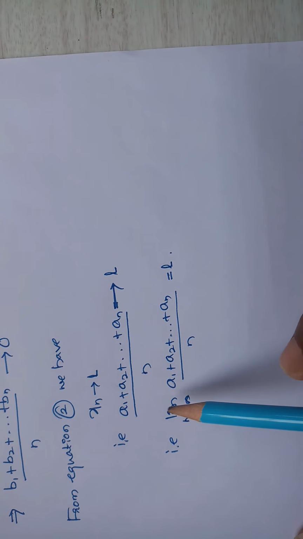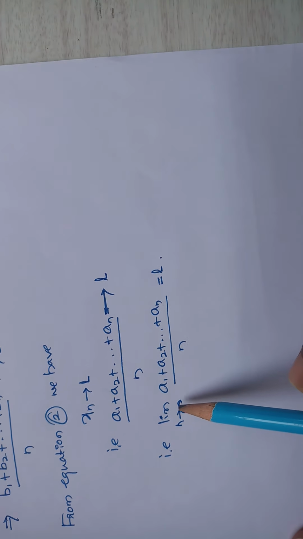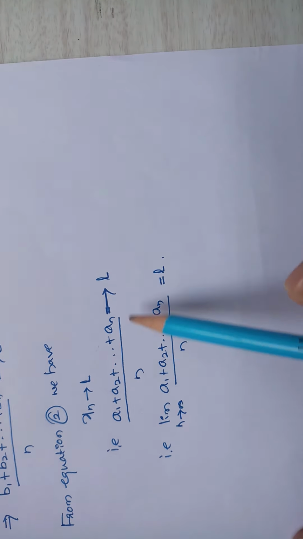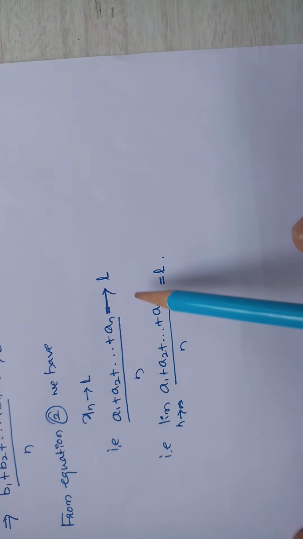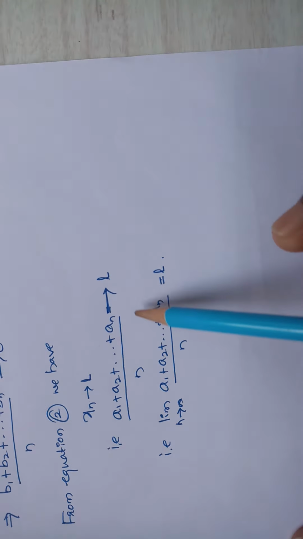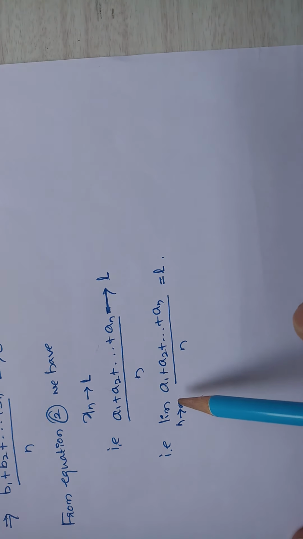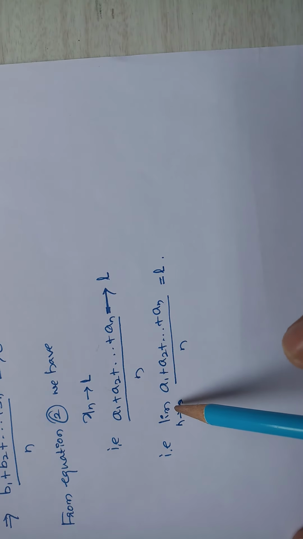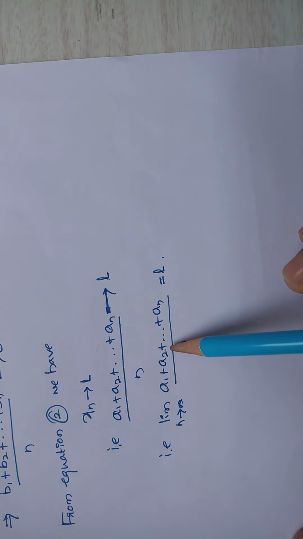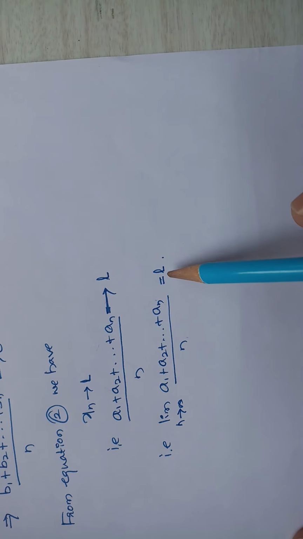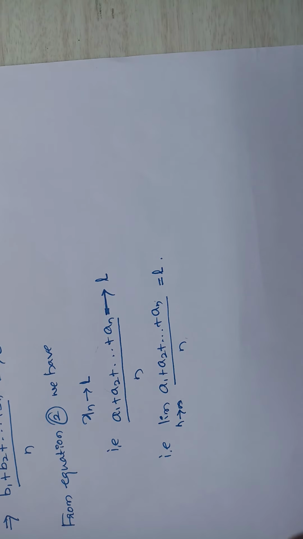So if I take limits on both sides, then it is in the form of a convergent sequence. After rearranging the terms, it will be of the form: limit n tends to infinity of a1 plus a2 plus so on an divided by n is equal to L. So this is the proof of Cauchy's first theorem.